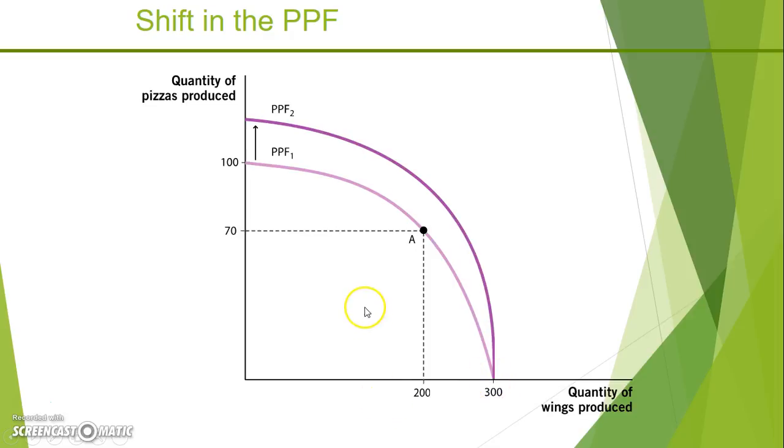What this means, though, is that if we were originally at point A here, where we were making 70 pizzas and 200 wings, now we could produce somewhere like point B, where we can make more pizza and more wings. Because since we can make pizza more efficiently, we can devote more of our resources to making wings if we'd like, and be able to make more of both things. You can imagine that this would be a similar PPF that would cross the pizza axis in the same place, but come out further on the wings axis if, for example, we introduce new technology on the wings side.